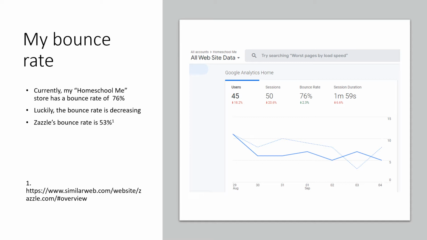Luckily, the bounce rate is decreasing. And how this compares to Zazzle's bounce rate: Zazzle's bounce rate is 53%. So I at least want to get my bounce rate down to around Zazzle's and then get it lower to the recommended good bounce rate.